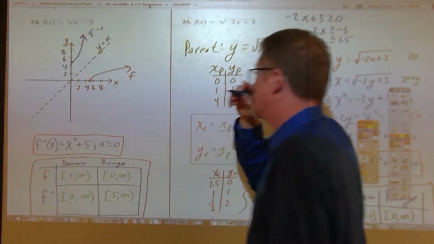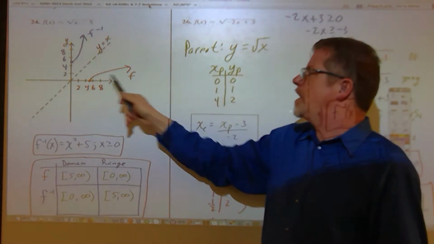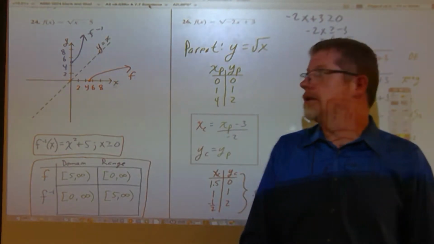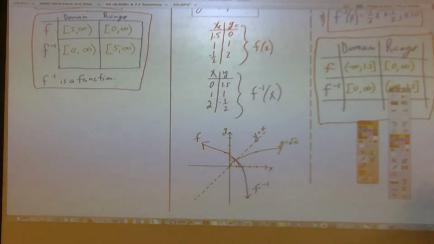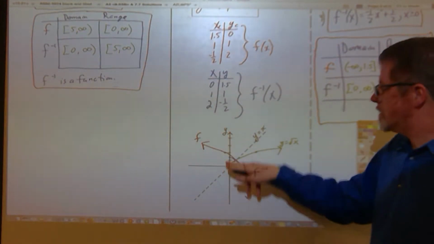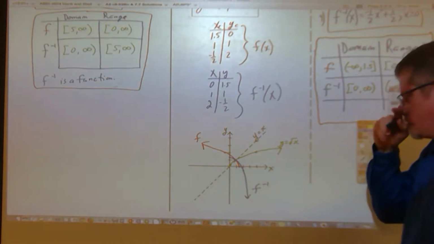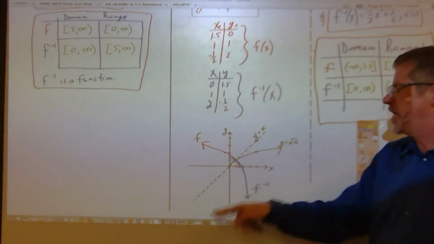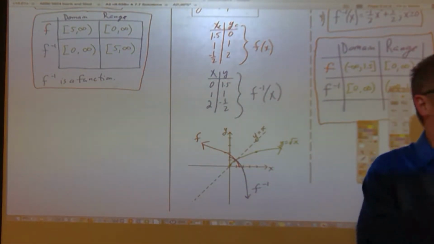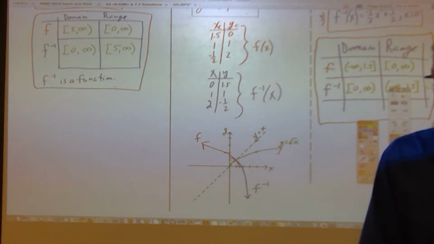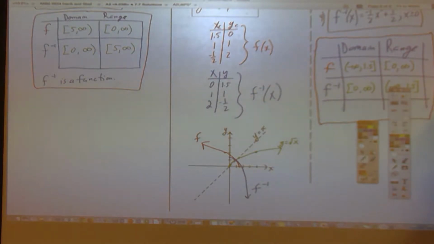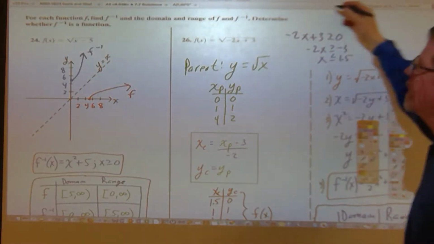Notice what we had in the solutions? See, when red did not cross, then blue did not cross. But here, red crossed, and so blue had to cross also. Red was a square root graph, so blue was half of a parabola. So we're looking at more than just the numbers and letters.